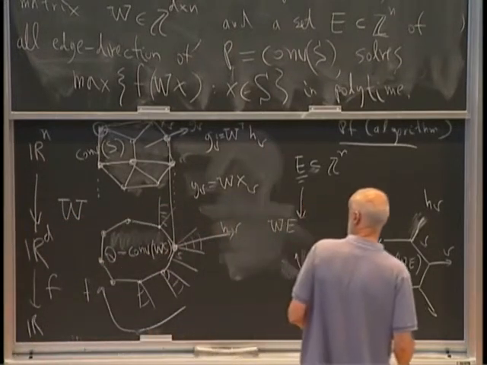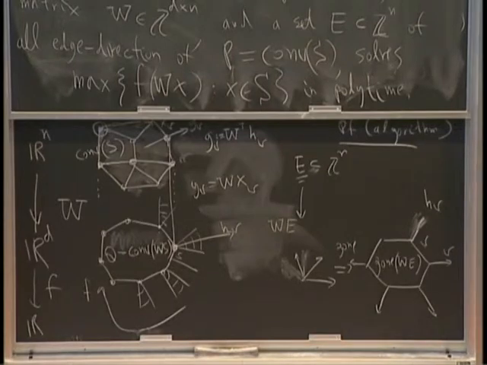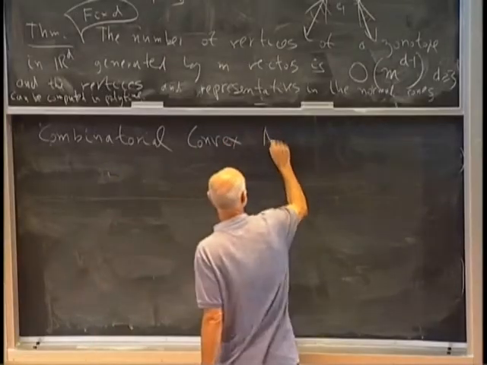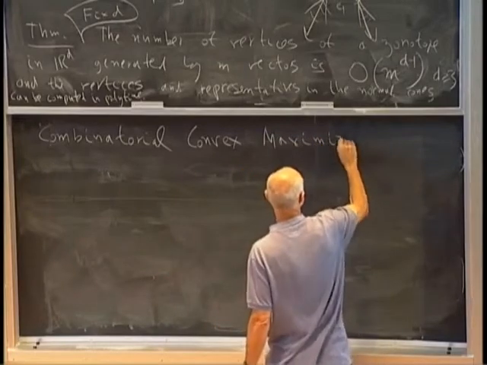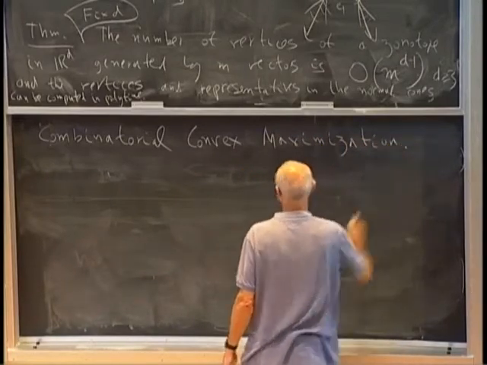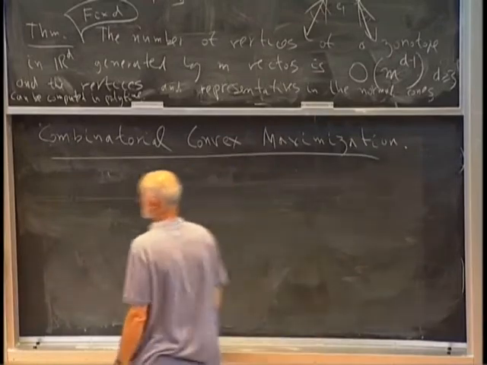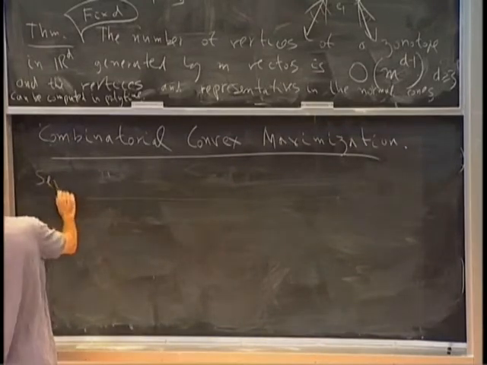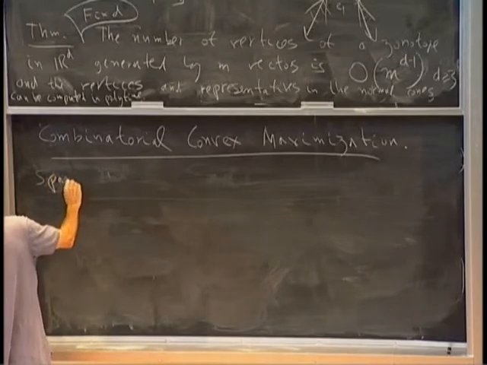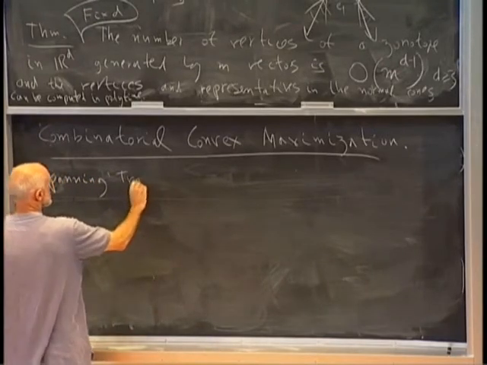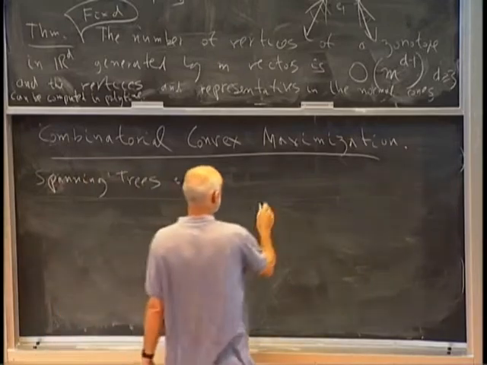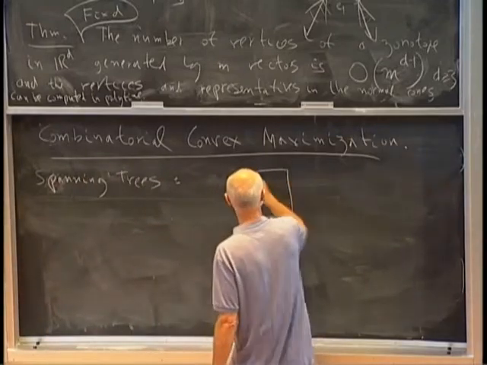So let's go, I'll keep this picture. Let me give you the final example here. Here is the combinatorial optimization example, combinatorial convex maximization, let's call it. Let's look at spanning trees in a graph again. Let's say the graph is connected. Let me give you an example. Let's try to do a non-trivial example.